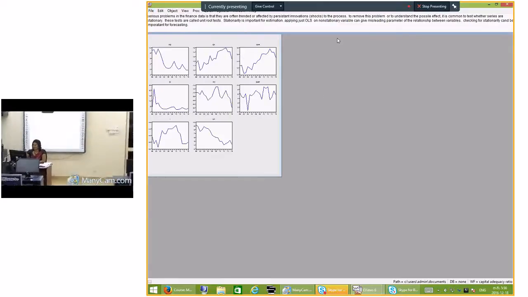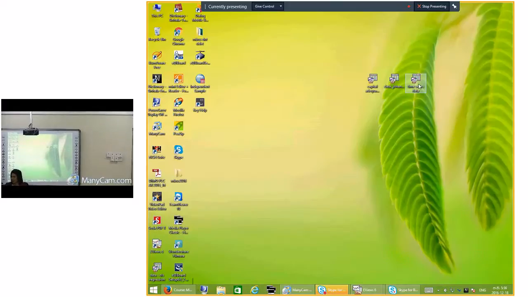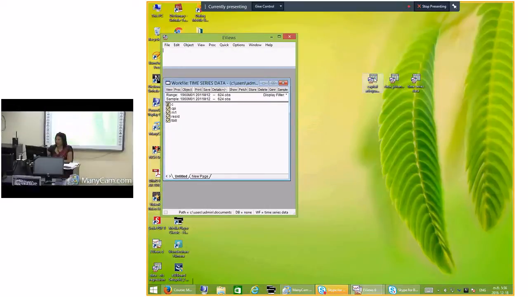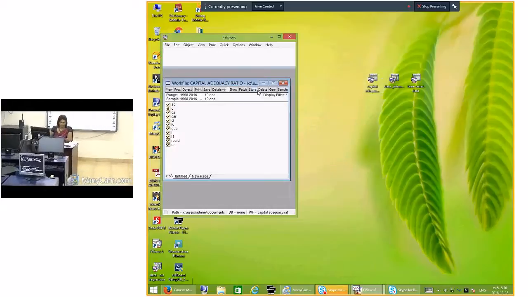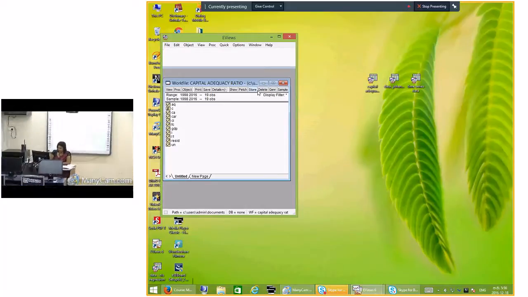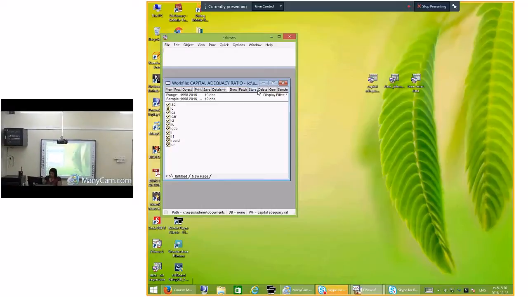Variables, yeah, these are the variables. I jotted them down. The variable names are AQ, CA, capital adequacy ratio, CI, FC, GDP, and interest and unemployment. Those are the variables.